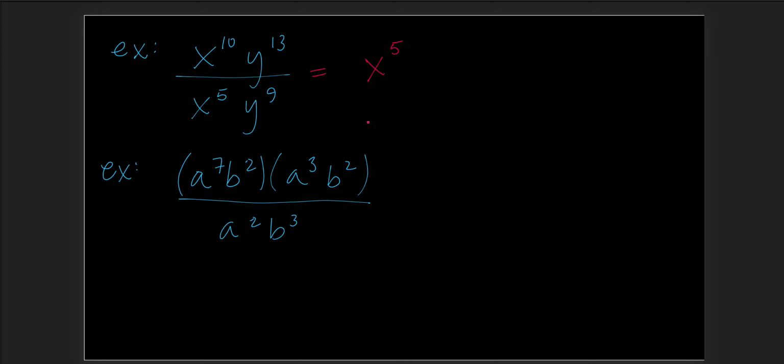So you don't divide them. And then the y's too. You're not going to have any x's or y's left on bottom. So with the y's, you have 13 minus 9, which is 4. So x to the 5th, y to the 4th is your answer. So you have to slow down and make sure, even though there's a big division bar here, you're dividing the bases, but you're subtracting the exponents. So 10 minus 5 is 5.